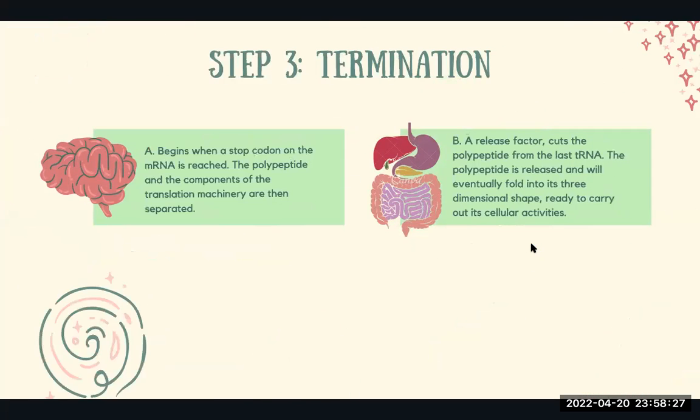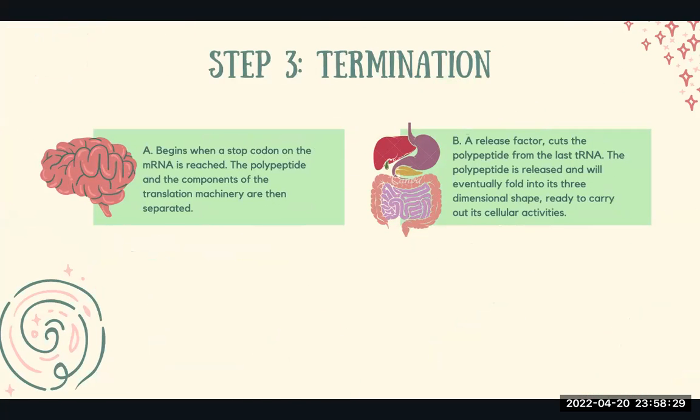Now, to really end this entire process of protein synthesis, we have the termination stage. The termination stage begins when a stop codon on the mRNA is reached. The polypeptide and the components of the translation machinery are then separated. A protein called a release factor cleaves the polypeptide from the last tRNA. The polypeptide is then released and will eventually fold into its 3-dimensional shape, ready to carry out its cellular activities.